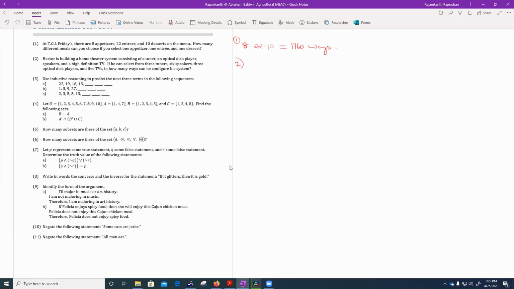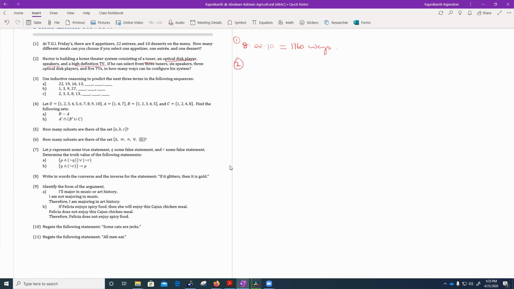Okay, problem number 2. A person is building a home theater system consisting of a tuner, optical disc player, speakers, and high definition TV, right? So he has how many things? 1, 2, 3, and 4. So he has to choose one from each of the 4 categories. How many ways could this be done?